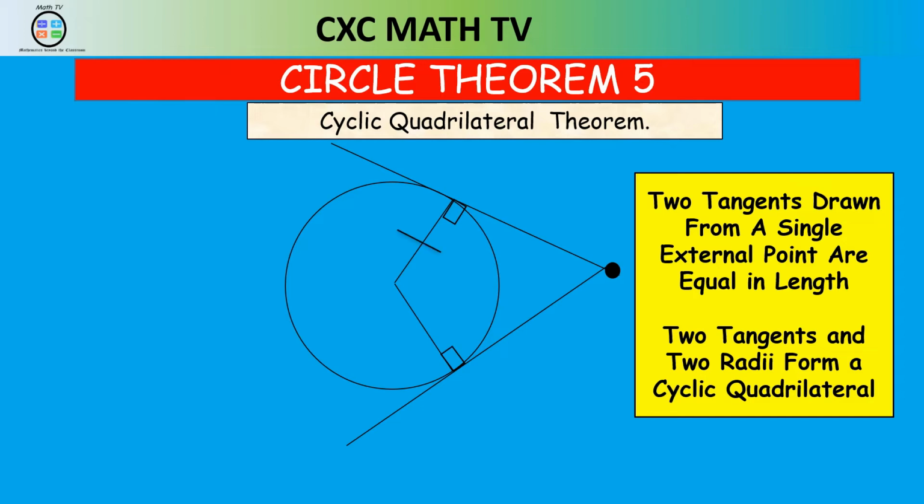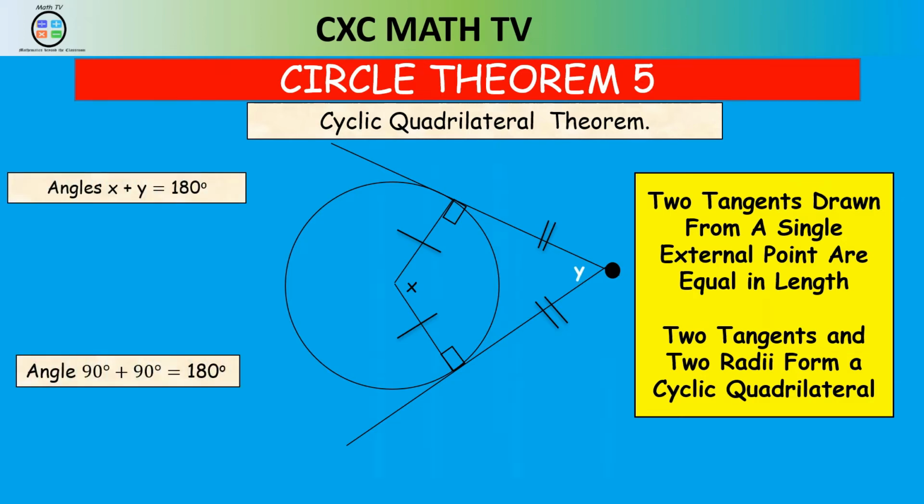So notice on the diagram, we see a cyclic quadrilateral being formed because angle x plus y is 180, and we see two 90 degree angles. Why is that? Because we already know from theorem number 3 that the angle between tangent and radius is 90 degrees. So 90 and 90 is 180. X plus y is also 180.